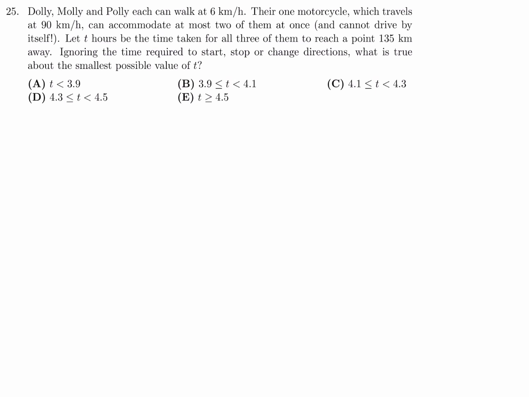Dolly, Molly, and Polly each can walk at 6 kilometers per hour. Their one motorcycle, which travels at 90 kilometers per hour, can accommodate at most 2 of them at once and cannot drive by itself. Let T hours be the time taken for all 3 of them to reach a point 135 kilometers away. Ignoring the time required to start, stop, or change directions, what is true about the smallest possible value of T?